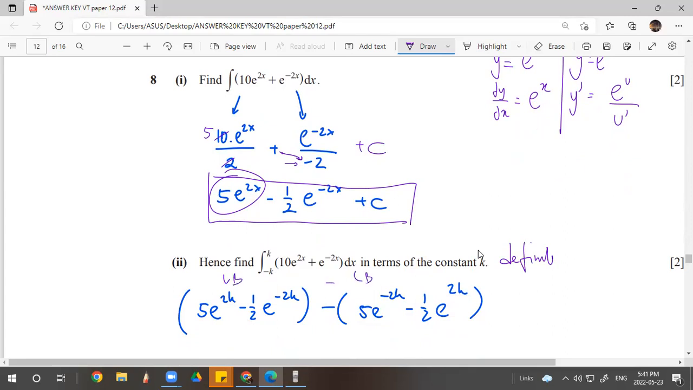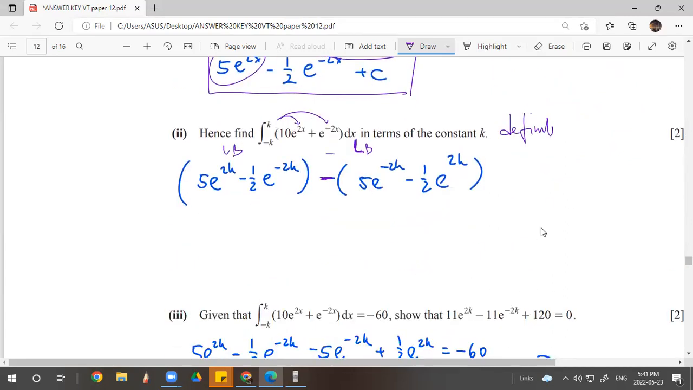The upper bound is k, so you change the x by k. And next, you change the x by negative k. 2 times negative k is negative 2k, right? So upper bound, lower bound, this is the lower bound. And then I can simply put it like this: 5 times e power 2k minus half times e power negative 2k. Open the bracket: 5 e power negative 2k, minus with minus becomes plus 1 over 2 e power 2k, right?